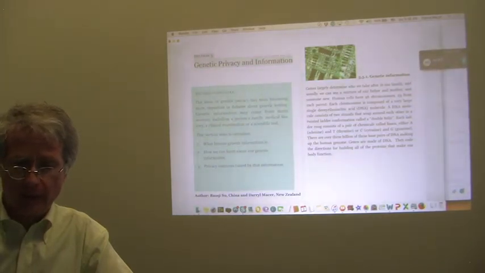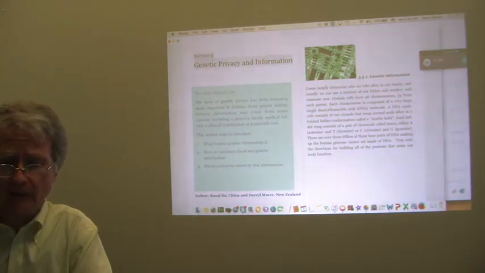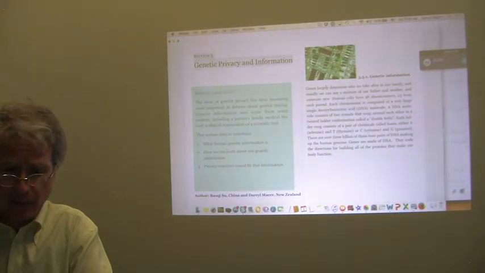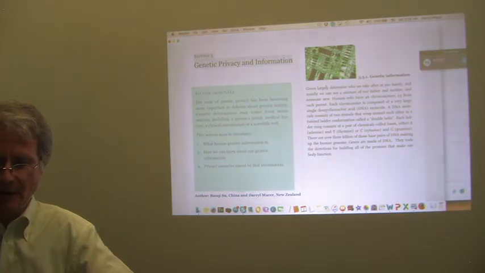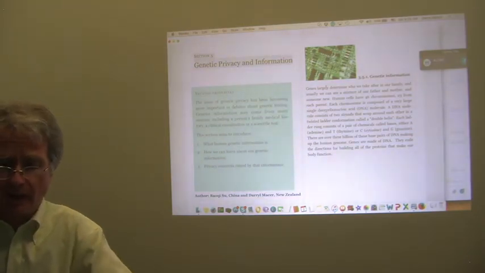3.51 Genetic information. Genes largely determine who we take after in our family, and usually we can see a mixture of our father and mother and someone new. Human cells have 46 chromosomes, 23 from each parent. Each chromosome is composed of a very large single deoxyribonucleic acid, DNA, molecule. A DNA molecule consists of two strands which wrap around each other in a twisted ladder conformation called a double helix. Each ladder rung consists of a pair of chemical bases, either A, adenine, and T, thymine, or C, cytosine, and G, guanine. There are over 3 billion of these base pairs of DNA making up the human genome.